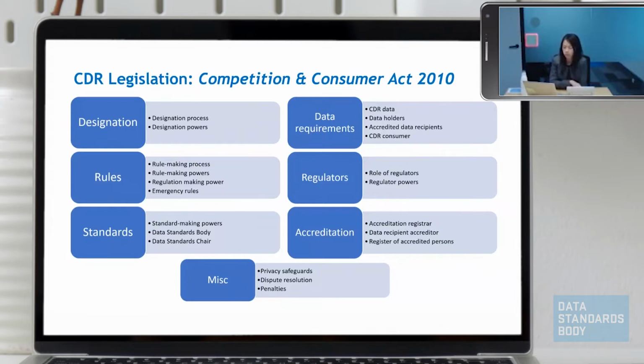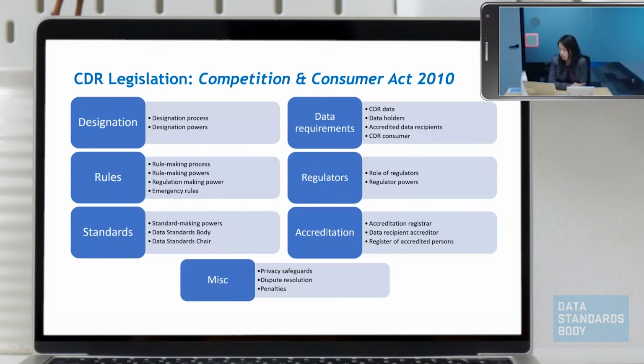So that's the next box down, rules. The legislation covers the rulemaking process and rulemaking powers. Again, the rulemaking powers are held by the Minister, and then there is a regulation making power, and then emergency rules for things that we don't really expect but need to throw in to make sure the system operates well. We haven't had a need for emergency rules yet, so I think we're tracking pretty well. And then the following box down is the standards. The standards are enabled under the CDR legislation and also under the rules framework. This part of the legislation covers the standard making powers. Unlike the rules and the designation instrument, the standards are actually made by the Data Standards Chair. And this part of the legislation also covers the role of the Data Standards body.